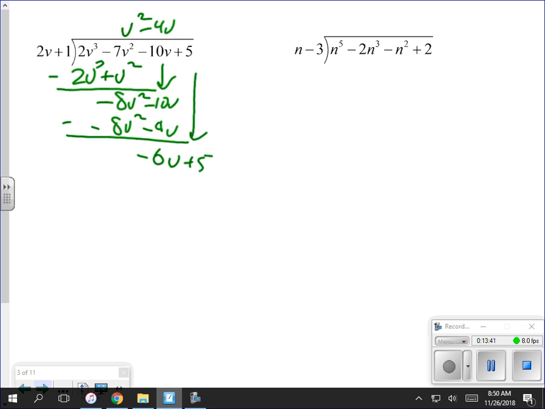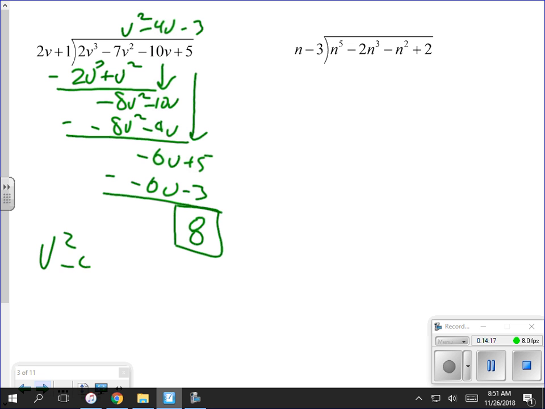Negative 10v minus negative 4v is negative 6v. And then bring down the plus 5. How many times does 2v go into negative 6v? Negative 3 times. Negative 3 times 2v, negative 6v. Negative 3 times 1, minus 3. Subtract. Negative 6v minus negative 6v, no more v's. 5 minus negative 3 is 8. This is my remainder. That's my answer. V squared minus 4v minus 3 with a remainder of 8.